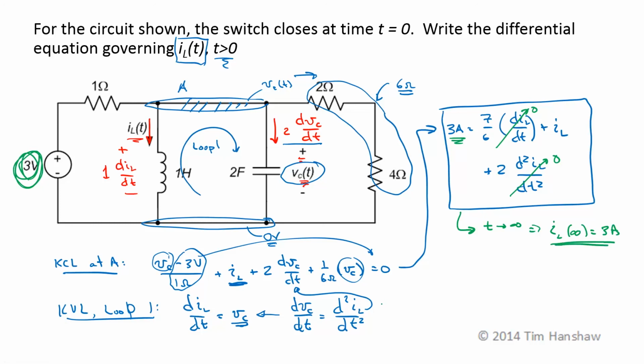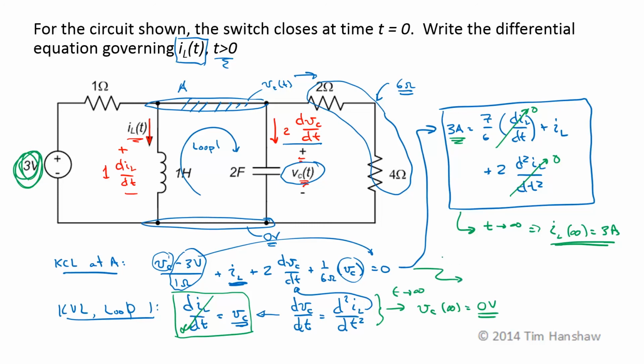We can also, of course, check our individual equations. If I look at this equation, again, since it's a constant input and we're letting t go to infinity, the derivatives go to 0. So V sub C of infinity is equal to 0 volts, which agrees with what we got from the circuit itself.